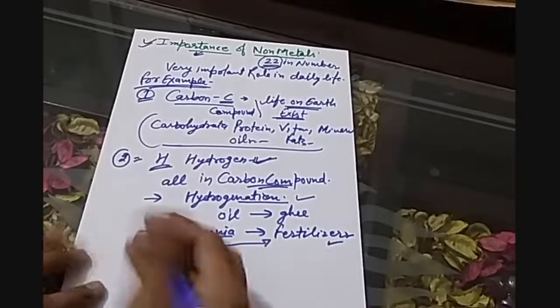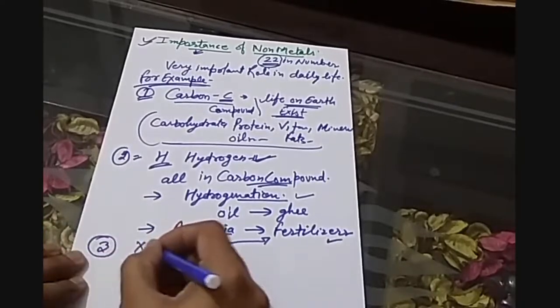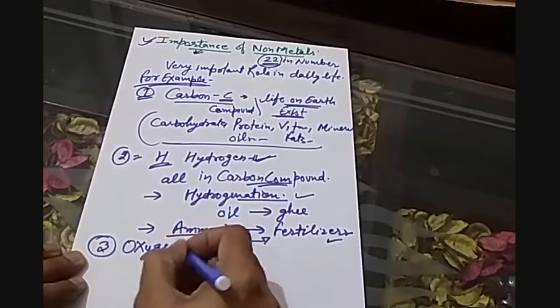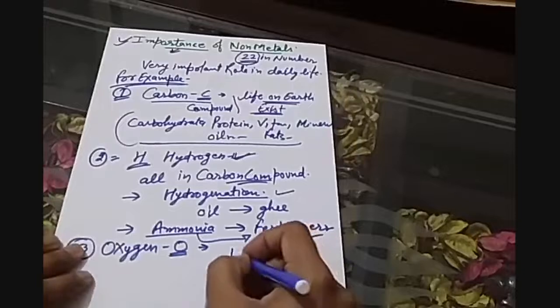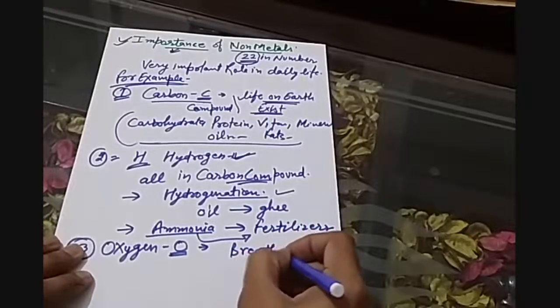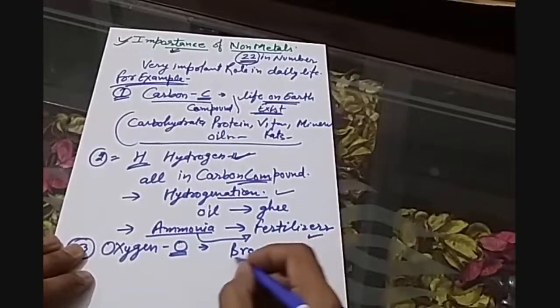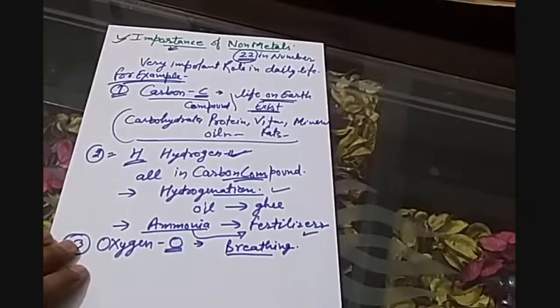Okay, the next is oxygen. Okay, so oxygen, everyone knows the life exists on earth because of oxygen. We breathe. So this is the most important use of a non-metal, oxygen. We use it in breathing.